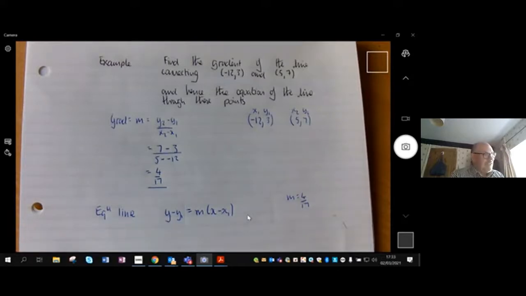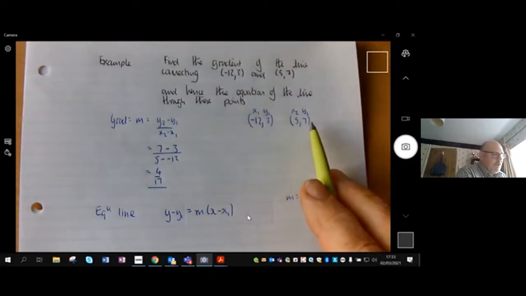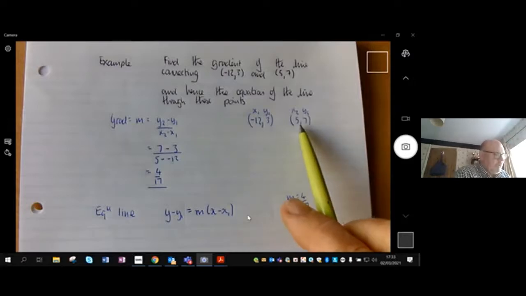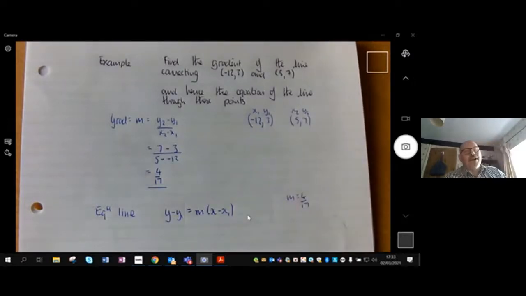So m is 4 over 17. Now, interestingly, I'm going to use that as my point, 5, 7. Now, can anybody suggest why? Just write it in chat. Why do you think I would use 5, 7 as my point and not minus 12, 3? Why would I pick that point? What is it about that point that makes it better than the other point?